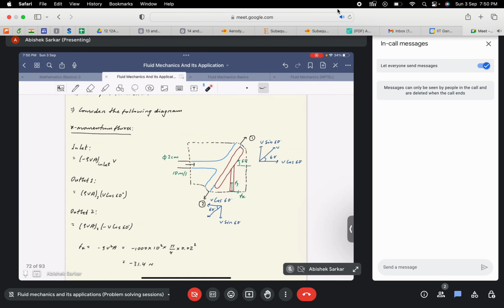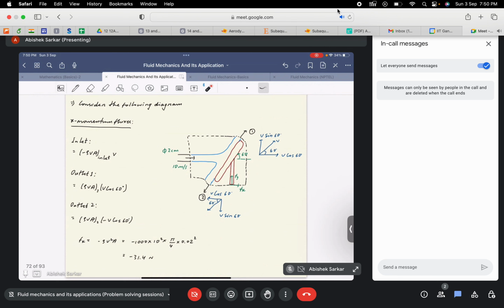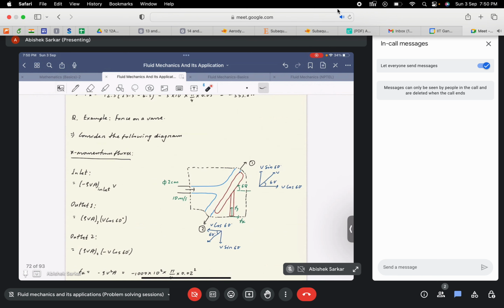Now we look into another problem. This is the force on a vane. This example will give us an idea of how the choice of control volume simplifies our problem. This red part is the vane, which is attached to a sturdy surface.